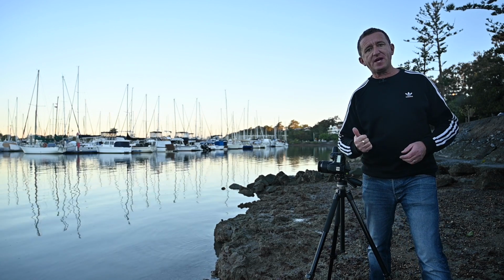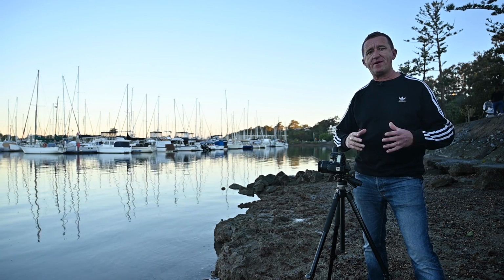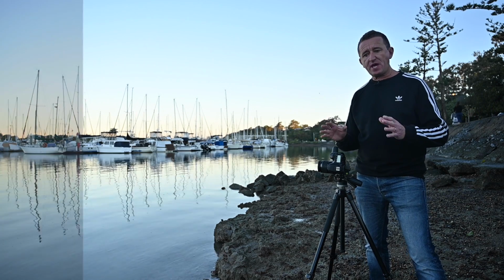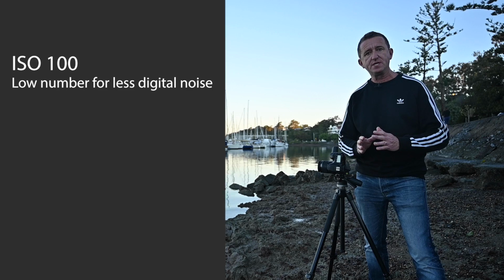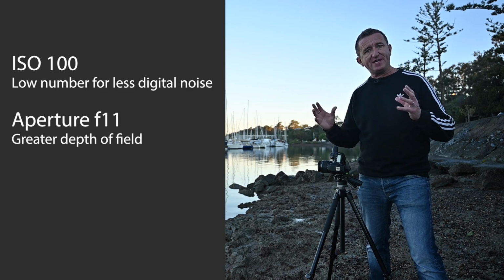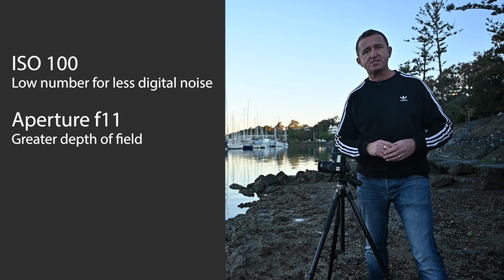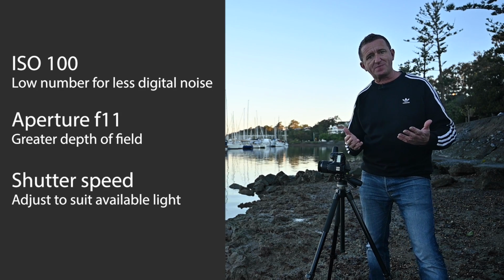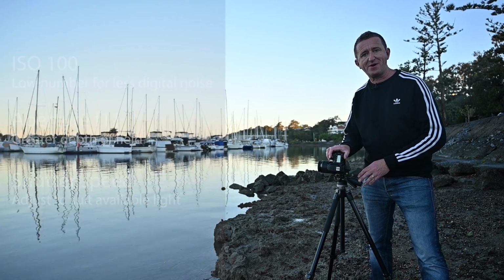So with the white balance done and the focusing done, all I've got to do now is balance my exposure and then start taking my pictures. Now my settings here are ISO 100. I've got the aperture f11. That's a good aperture setting for landscapes, perfectly suits the subject. All I've got to do now then is balance the exposure by adjusting my shutter speed. Then I can start taking my photos.